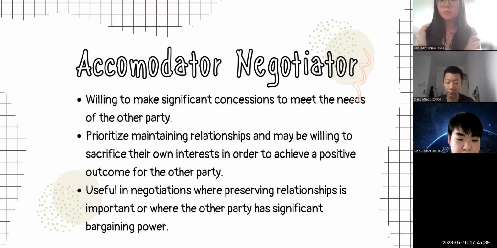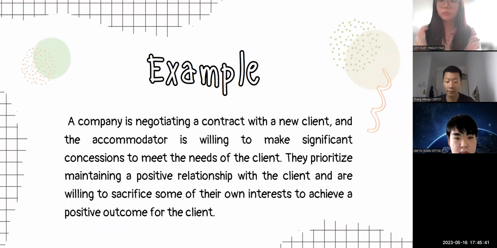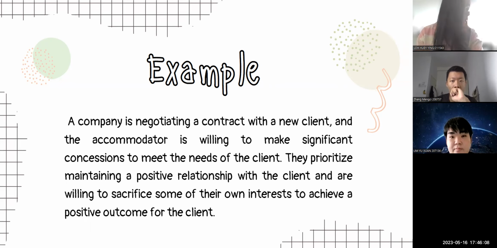For example, a company is negotiating a contract with a new client and the accommodator is willing to make significant concessions to meet the needs of the client. They prioritize maintaining a positive relationship with the client and are willing to sacrifice some of their own interests to achieve a positive outcome for the client.